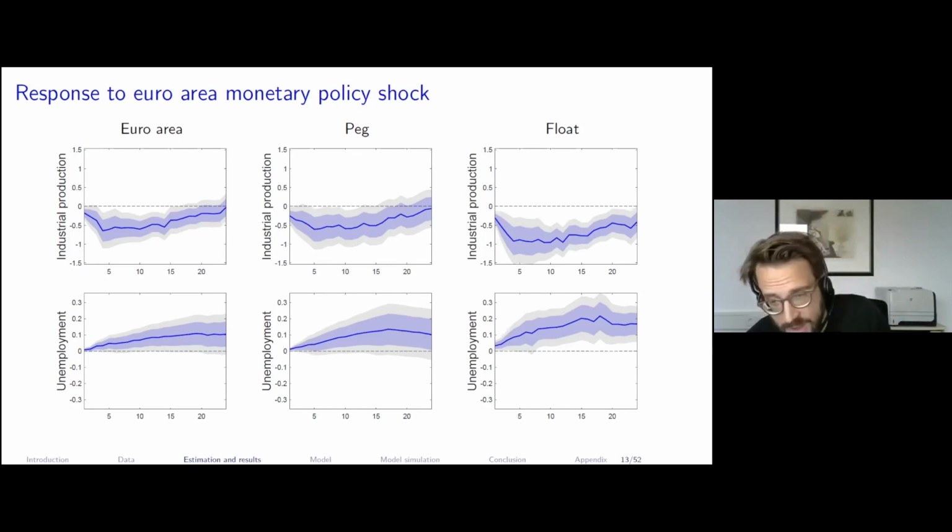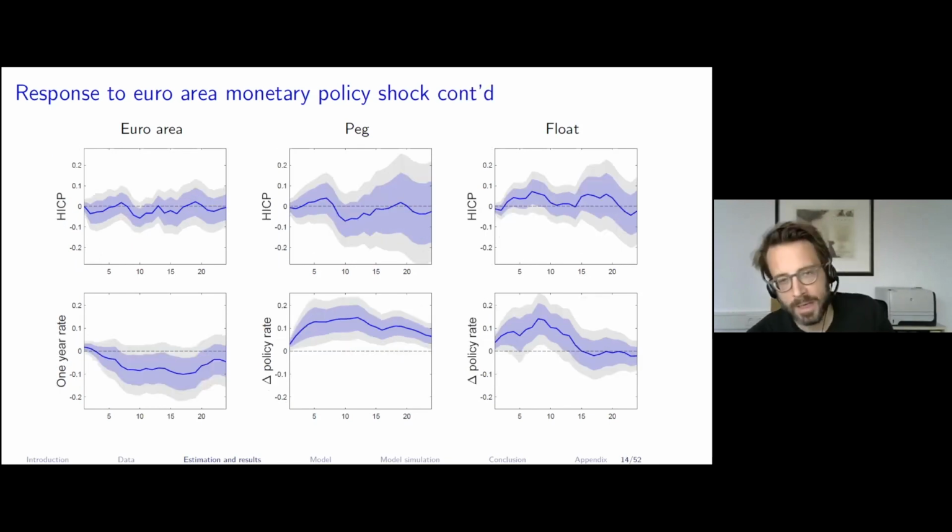But the main result is the right column. Here in the right column you see the response if you operate a float, and you see that here the spillovers are no smaller under the float than under the pegs, and the same with unemployment. Okay, so in this sense there are sizable spillovers, and the exchange rate regime doesn't seem to make a difference whatsoever.